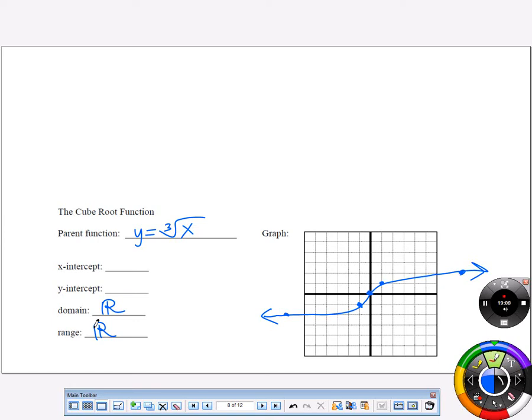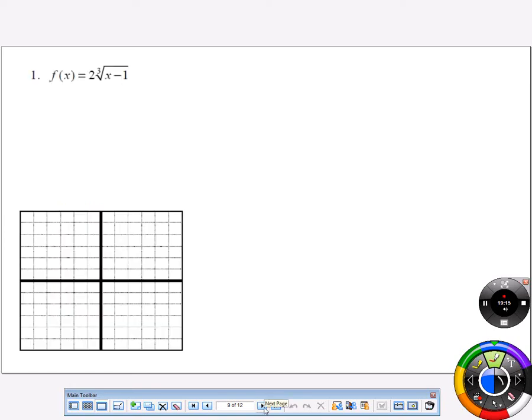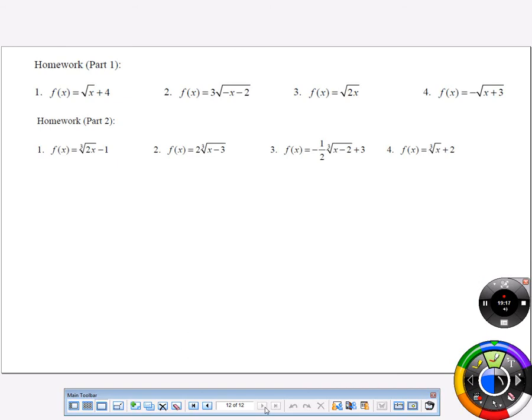Okay? So tonight's homework is actually from the note guide. So you guys can either bring it up at home. It's basically 8 problems. 4 of them are square root graphs, and 4 of them are cube root graphs. Okay? Does that make sense to everybody?